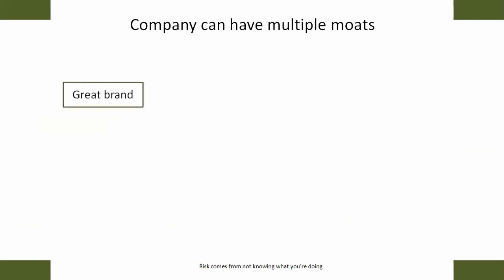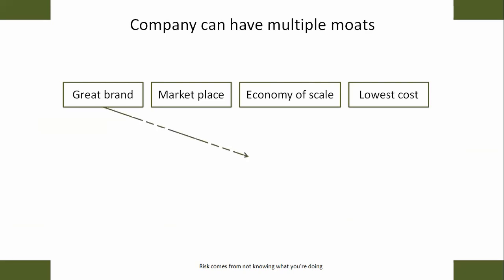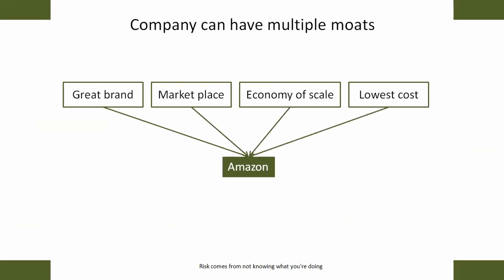For example, there could be a company which has great brand, marketplace, it has economy of scale, and it has lowest cost. And if you see, all of this are present in Amazon. It is a great brand, it has become a marketplace, it has economy of scale, one of the largest company in the world, and they focus on having very low cost. So it becomes a great combination in terms of modes.